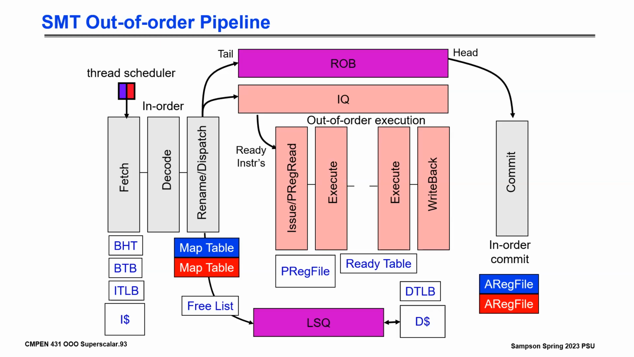The free list is shared, right? The set of physical registers is a set of physical registers. Now, the semantics here on the ROB, on the LSQ, we'll talk about in a second. These are obviously partitioned similarly, with the PC as part of the thread state.